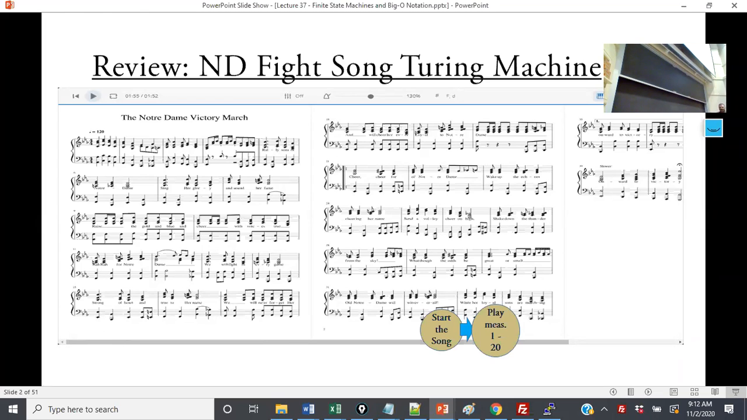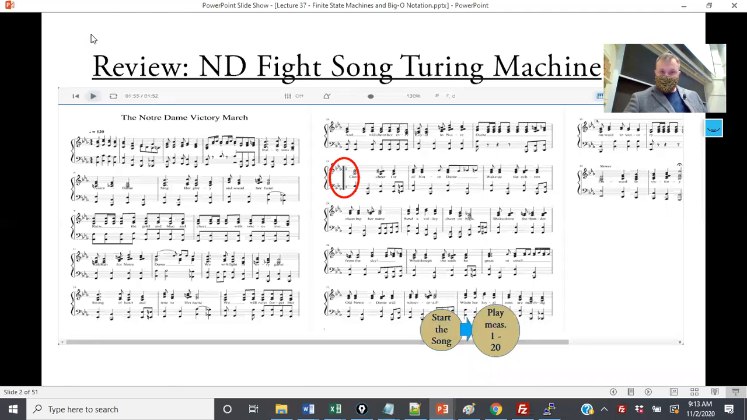So if our video was working properly, it would be playing this music, and we start the song, and then we play the first 20 measures. And then what's going to happen is we encounter a particular symbol. Now, for those of you who are not musically inclined, what this means is that at some point, we are going to go back and repeat some music. And this particular symbol means that when we repeat, we go back here. So that starts at measure 21.